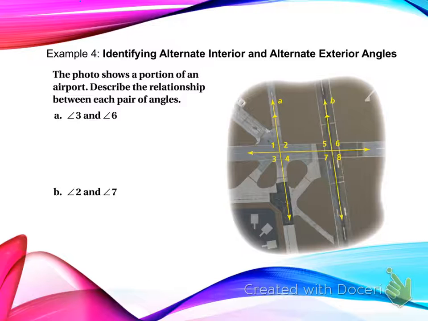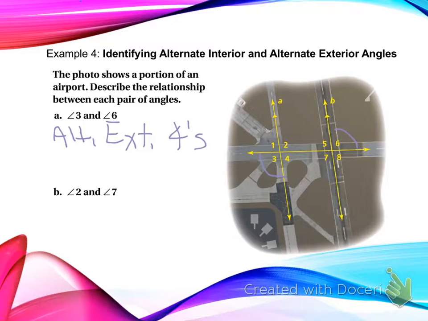Okay, if we notice here we have angle 3, which is right there, and angle 6. Well, what kind of angles are these? These are considered alternate exterior angles. Because, see, they're alternate, meaning they're opposite of each other, and they're both on the outside, which would be the exterior.